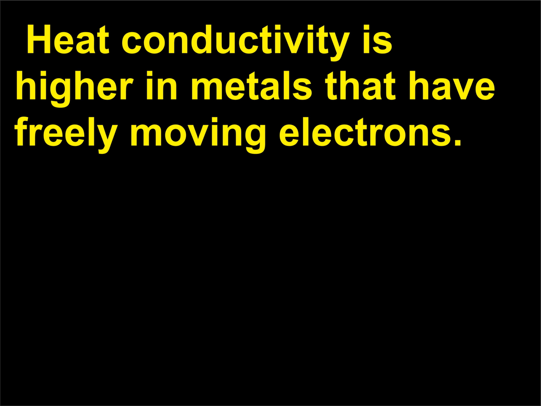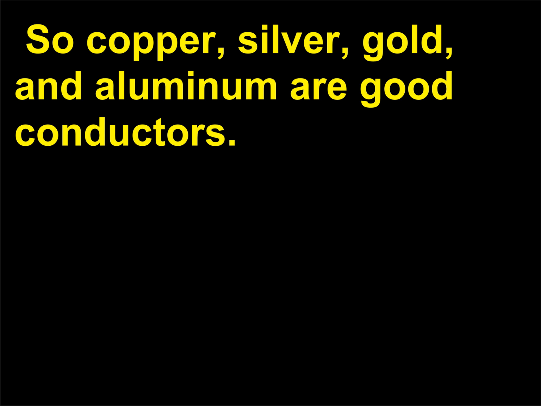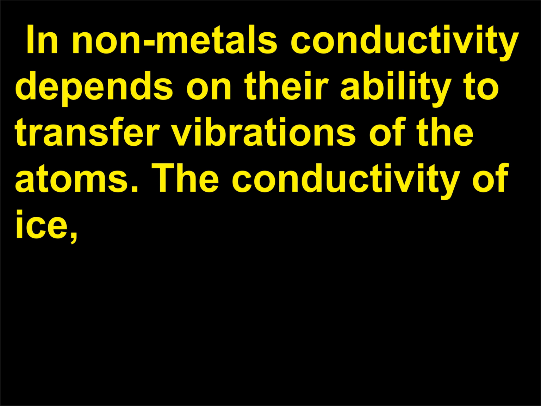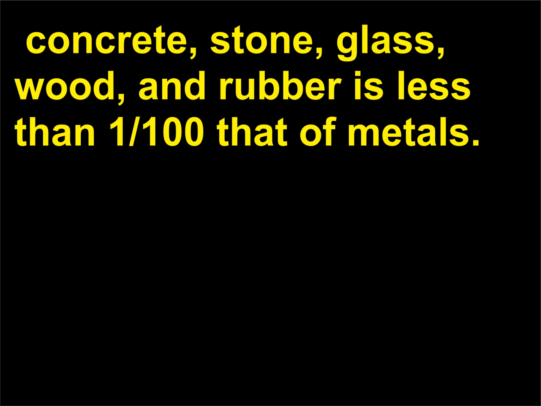Heat conductivity is higher in metals that have freely moving electrons. So copper, silver, gold, and aluminum are good conductors. Stainless steel is a poor conductor. In nonmetals, conductivity depends on their ability to transfer vibrations of the atoms. The conductivity of ice, concrete, stone, glass, wood, and rubber is less than 1/100 that of metals.